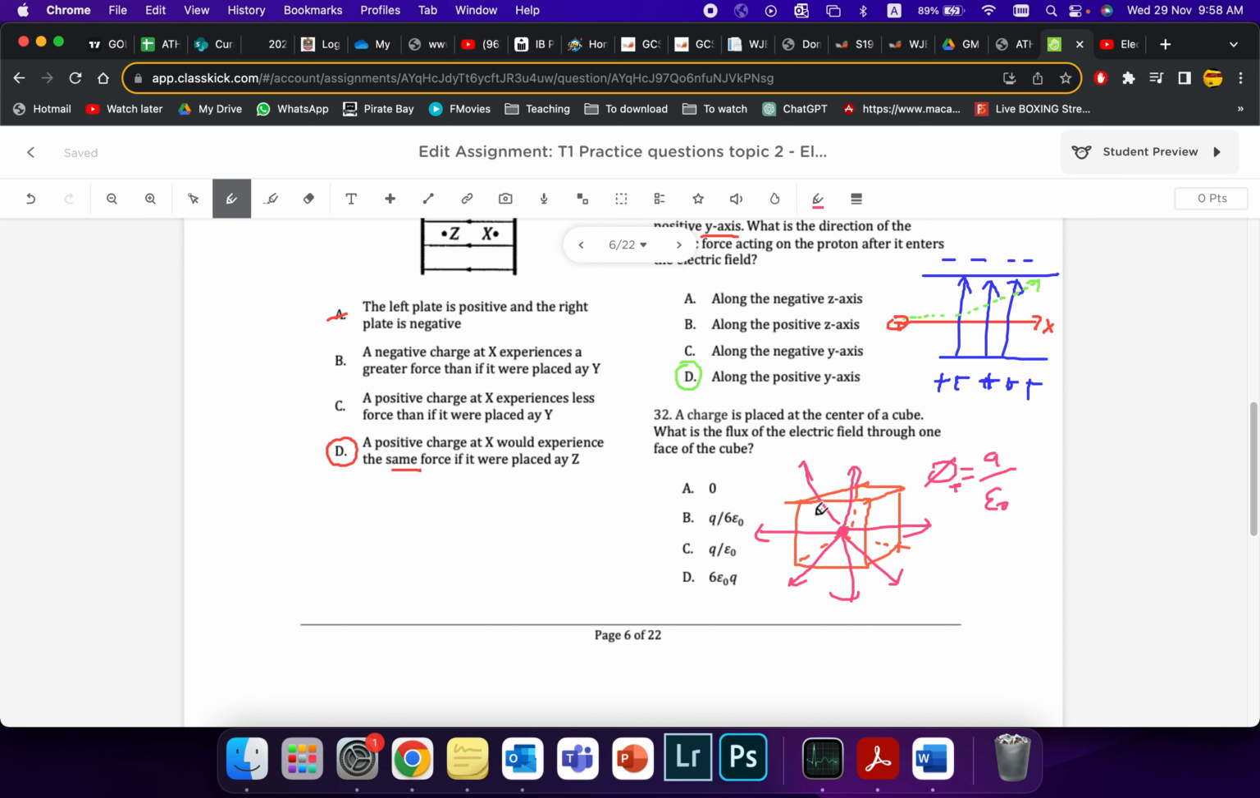But we have 6 sides. I want to know one side. So instead of that, I will do Q over 6 epsilon naught. I'm dividing it by 6. Whatever my answer is, I have to divide it by 6. So I can just write it here as well. So that will be B.